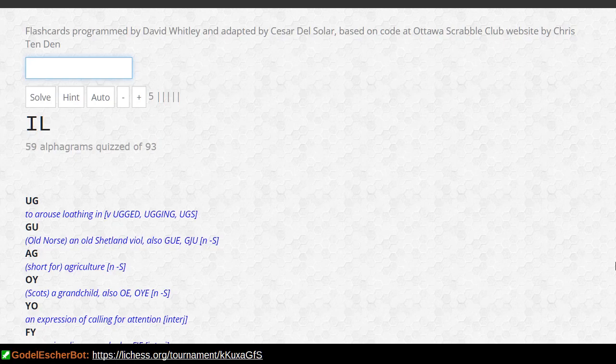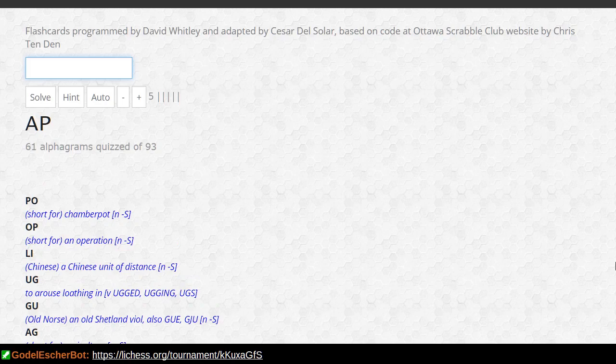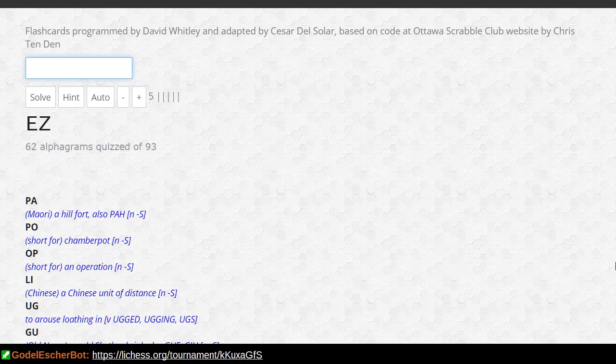Fine. Li is another one of the solfege. No, it's a unit distance. I knew that. Op is operation, but also Po is, really, short for chamber pot. I thought I had a different definition. It can have more than one definition, but that's what it means here, so it takes an S. Pause, apparent. It's also a hill fort. All right. We've seen Zay before. It's another one of those pronouns.